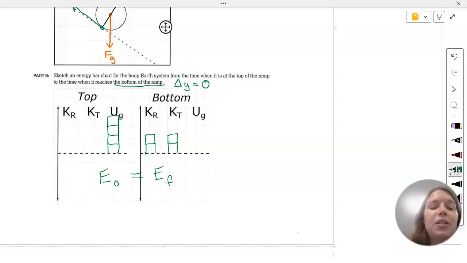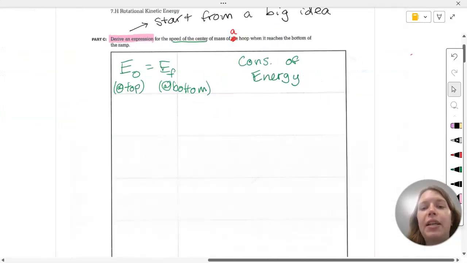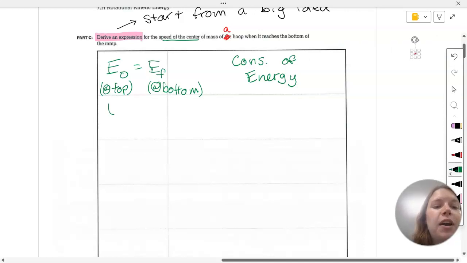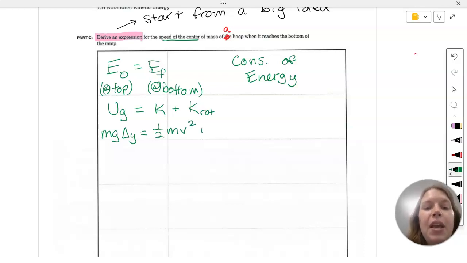So we've got to maintain this conservation of energy, and I'm going to work this a little different than I did in class. At the top we've got our gravitational potential energy. At the bottom we have our linear kinetic energy plus our rotational kinetic energy. Then we're just going to substitute in for each of those. Our gravitational potential energy is mg delta y, and our linear kinetic energy is 1/2 mv squared. These are all from the reference table. And our rotational kinetic energy is 1/2 I omega squared.